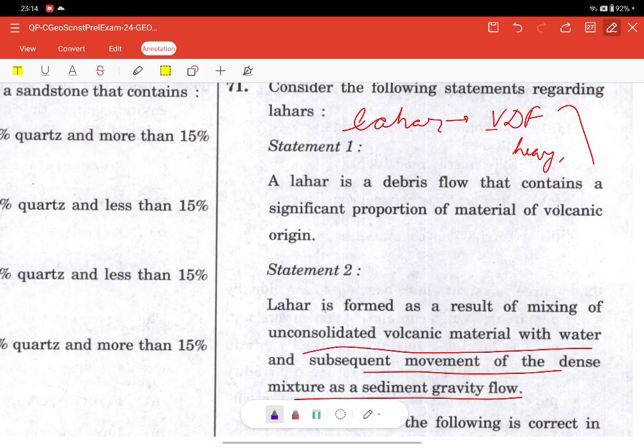So with this, a lahar is a debris flow that contains a significant proportion of material of volcanic origin, that is correct, and it is a result of mixing of unconsolidated volcanic material with water and subsequent movement of the dense mixture. Both the statements are correct. Statement 1 describes what lahar actually is, and statement 2 describes how lahar is actually formed.